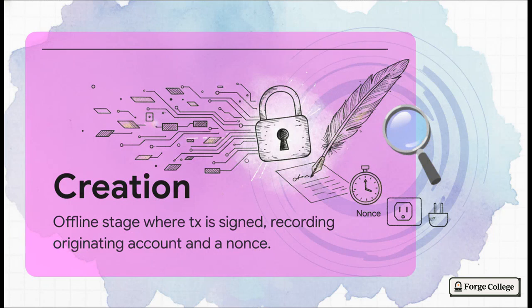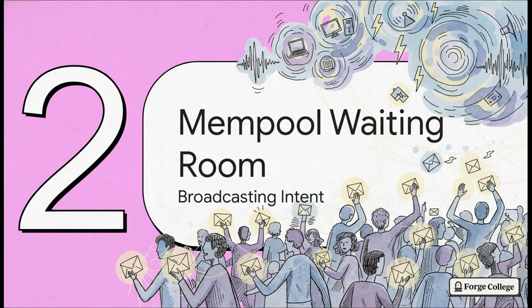Now, what's really fascinating here is that at this creation stage, absolutely no persistent state has changed on the network, literally none. Your intent is merely captured in a local signature. This assigns the originating account and a super crucial sequence number called a nonce, which, if you remember, keeps all your actions in perfect, strict chronological order. All right, so we've got our blueprint. Next, we move on to broadcasting that intent to the world.